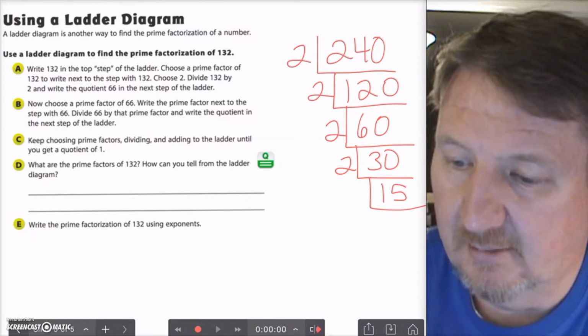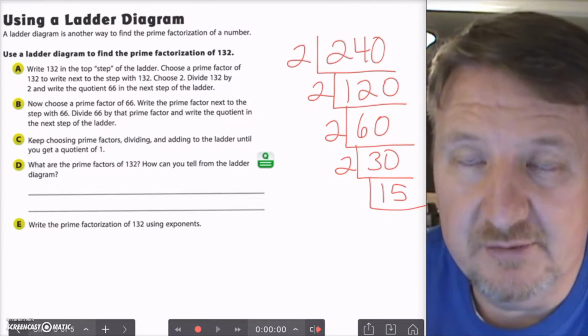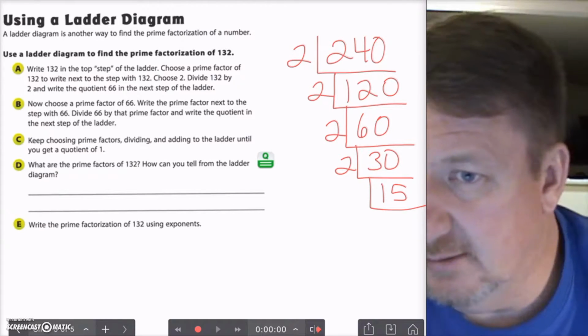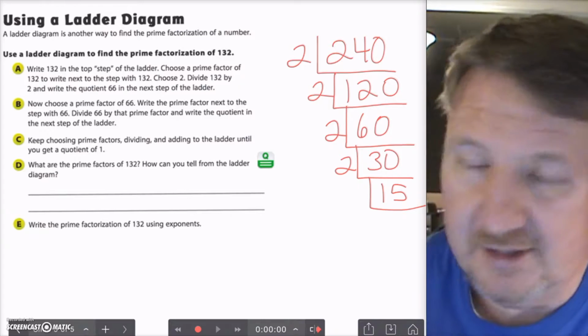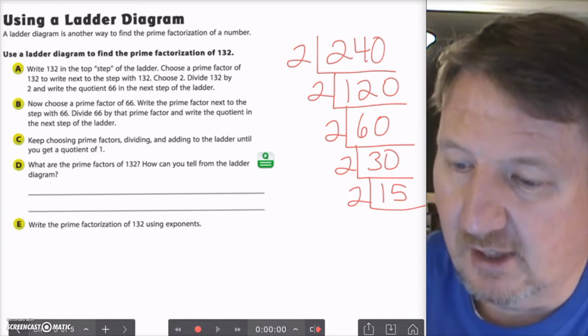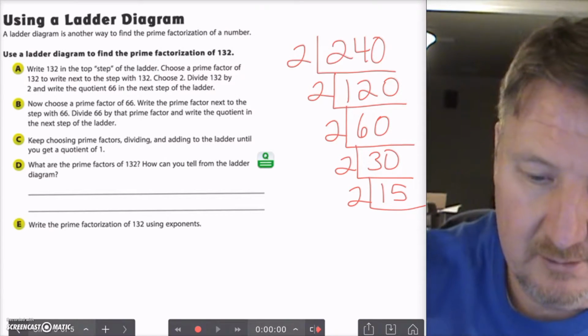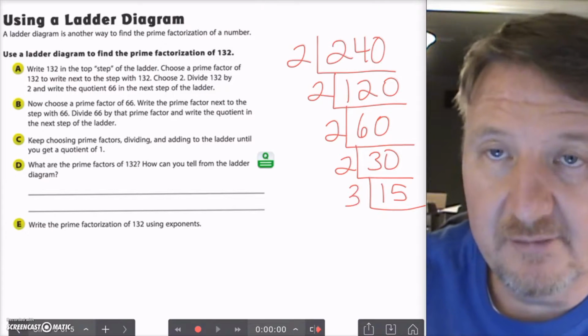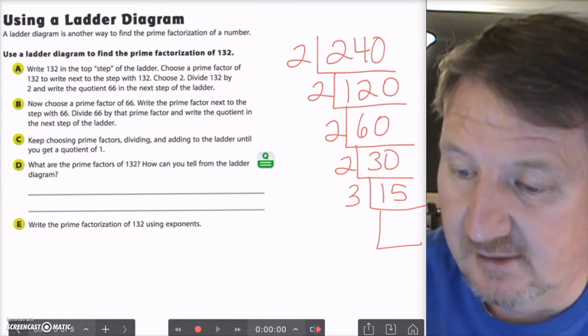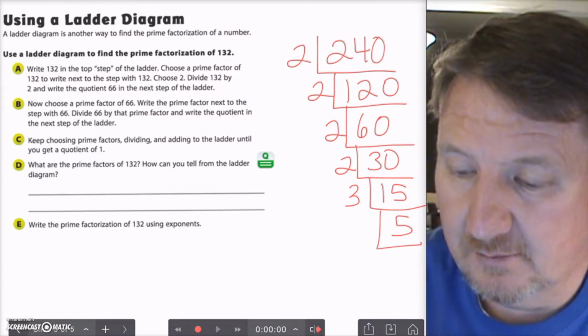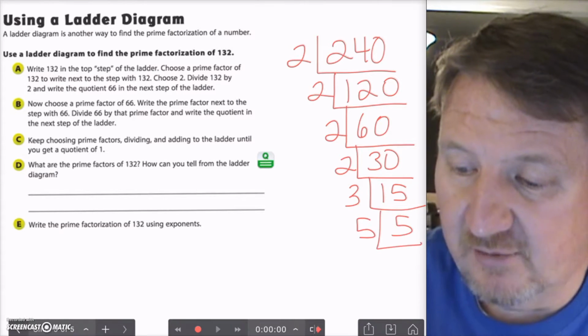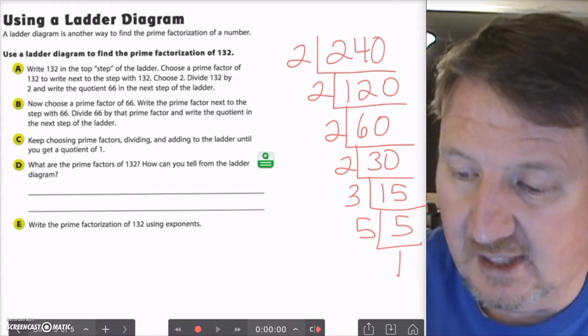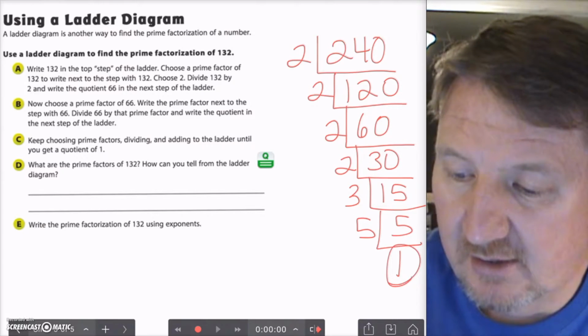And then I can't go in with 2 because it's odd. So I don't want to pick 2. I want to pick another number that's small, 3. 3 will go into 15 5 times. And then you got 5 going into 5 1 time. And then once you get 1 down here in the bottom, you're done.